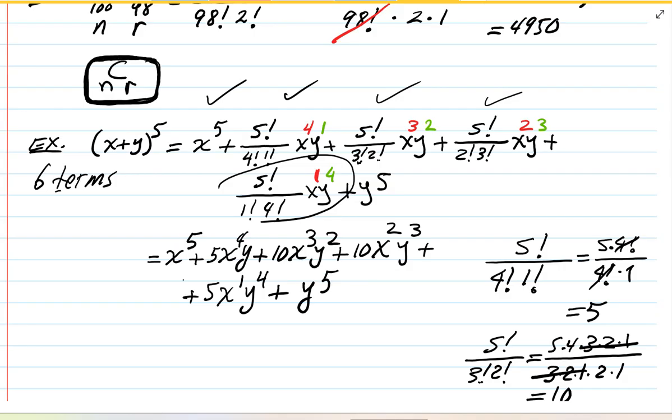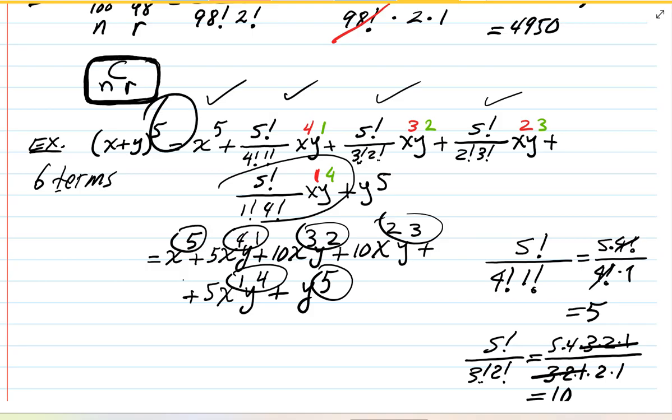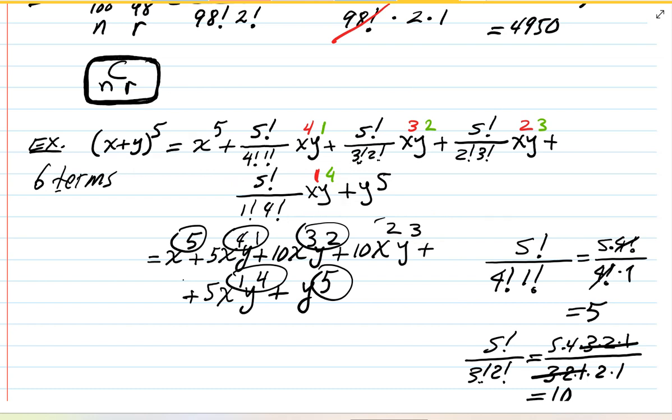Now, look at the exponents. 5, 5, 5, 5, 5, 5. Every exponent sum is going to be 5. True? Which is the exponent on the binomial x plus y to the 5th.